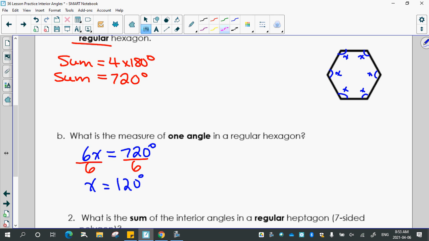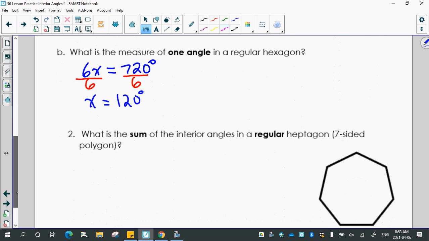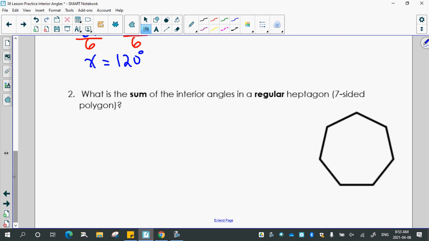So that means each one of these angles is 120 degrees all the way around. Okay? Every angle inside that regular hexagon would be 120 degrees. Does that make sense? The way to do it? Okay, as long as you show me your calculations, what you do, and don't just write the answer down, you'll be good. All right, so question 2, what is the sum of the interior angles in a regular heptagon, a 7-sided polygon? So we can do the same type of analysis.